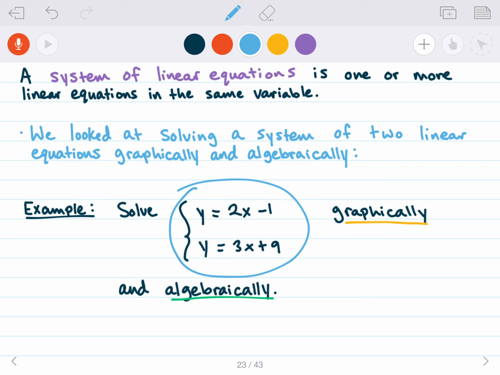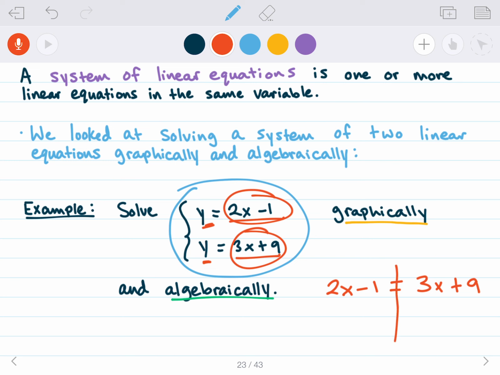Since y equals this and y also equals this, these two things must equal each other, right? So algebraically, what we did is we said, well, y, 2x minus 1, equals y, which is 3x plus 9 as well. And then we solved this by finding x.